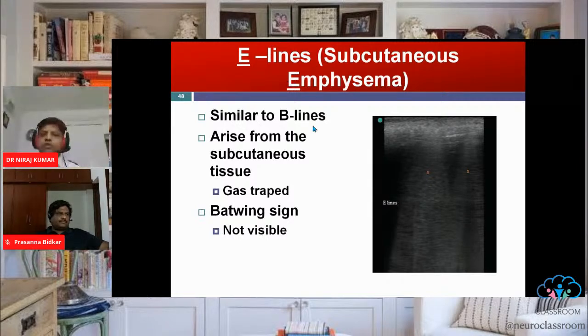So these E lines look very similar to B lines, but there is a difference. While B lines start from the pleura, E lines start from the subcutaneous tissue, and they are also vertical and hyperechoic, going to the bottom of the screen. And all the normal things, the batwing sign and the pleural line, can't be seen because of this air column, and it produces E lines. So if you are suspecting subcutaneous emphysema, you may get these E lines.